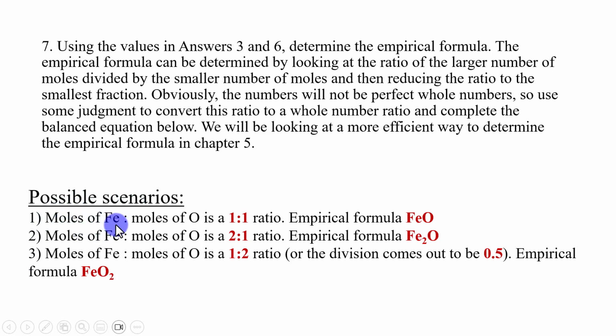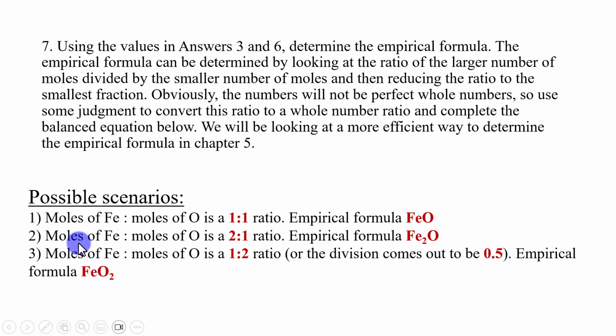So if I take the moles of iron, which I found in part 3, and divide by the average moles of oxygen, which I found in part 6, if I get a 1-to-1 ratio, so if that division comes out to be about 1, 0.9, 0.8, I can round, etc. Then it's a 1-to-1 ratio, so that means I have 1 mole of iron for every mole of oxygen. And this will give me the empirical formula of FeO. Obviously, I don't write the subscripts of 1 because they're implied, but that's a 1-to-1 ratio.